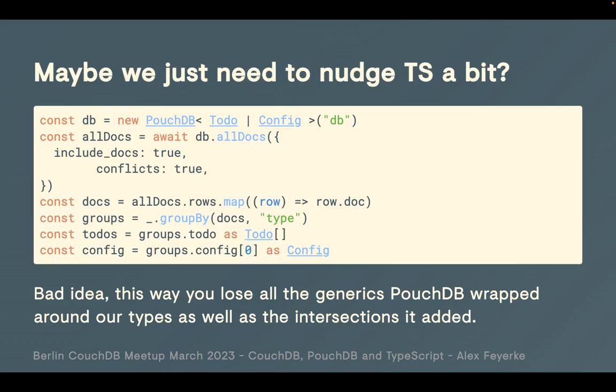Because we know what the groups are, but if we do it like this, as you can see in the last two lines, we're casting the to-dos as an array of to-do types, and we're casting the config as a single config. This is a bad idea, because then we lose all of those tasty PouchDB generics we got from doing it the proper way. So you'd no longer have _id, _rev, conflicts, all of those things wouldn't be there anymore. That's not cool. So we need to nudge it a bit more, maybe, so we actually type it as what it really is with the generic.